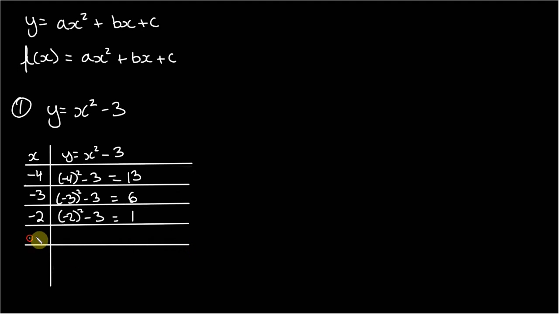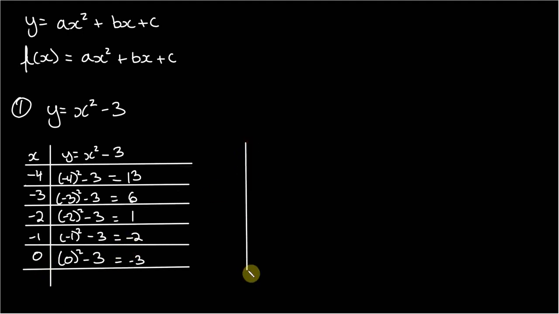And then in this one we have negative 1. Negative 1 squared is just going to be 1, minus 3. So 1 minus 3 is going to be negative 2. And now we're at the origin, in which x equals 0. So it's 0 squared minus 3, which is going to be negative 3. And I might create a new table of values for positive x values because there's not enough room.